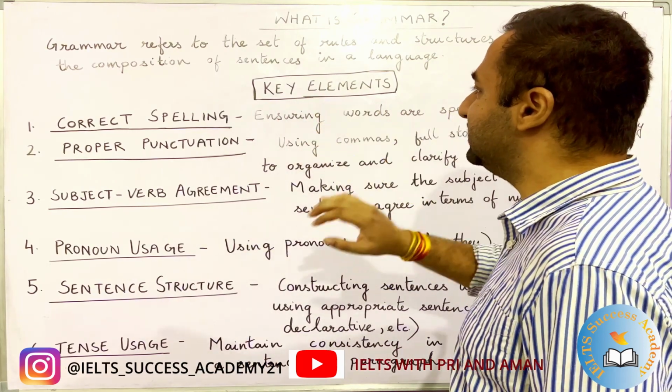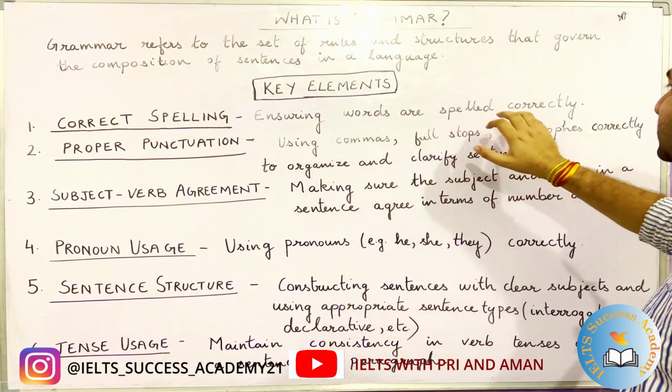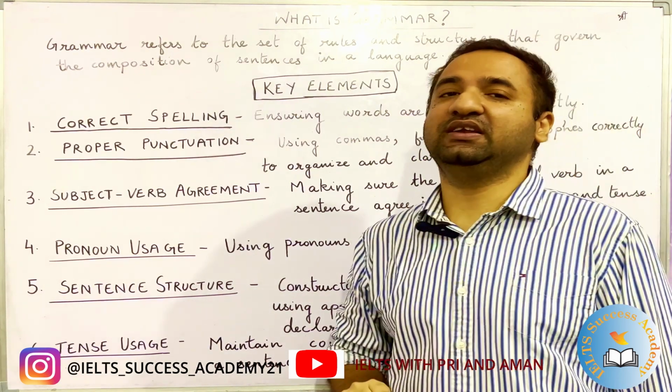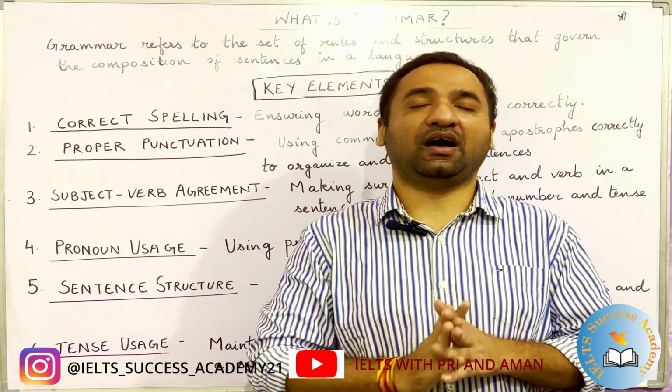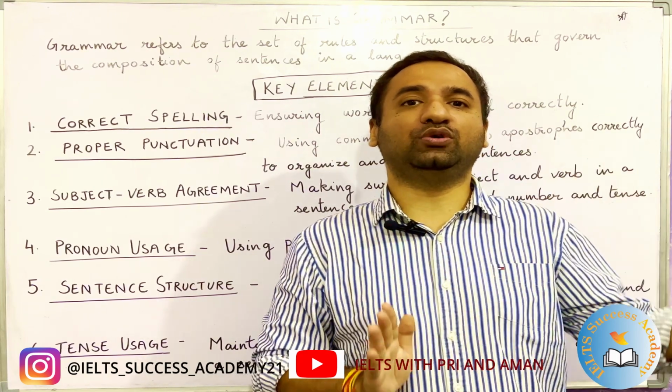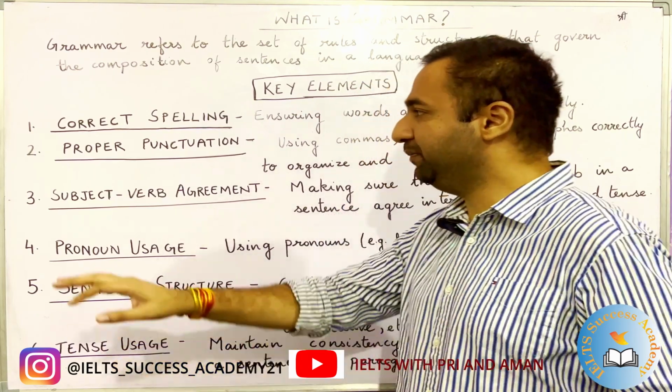So, what are the key elements? So, the first one is correct spelling. Ensuring words are spelled correctly. We need to make sure that words are spelled correctly, that they are what is according to the dictionary, that they are correctly spelled. Okay.